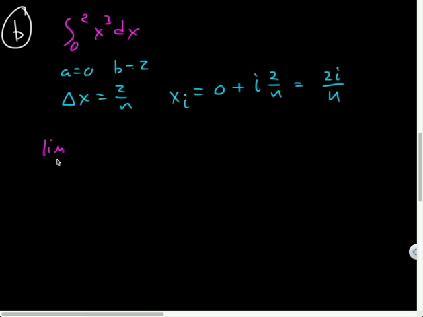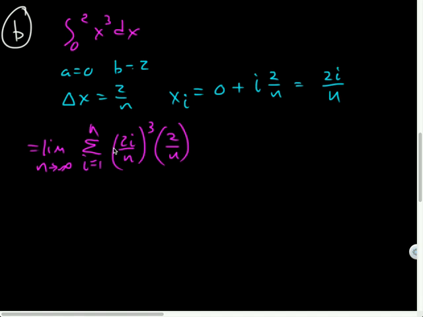So the limit as n goes to infinity of the sigma as i goes from 1 to n of f of x sub i, so that's (2i over n) cubed, times delta x, which is 2 over n. So this is literally my width times my height. I'm calculating the areas of rectangles, adding them all together, taking the limit as n goes to infinity, so the number of rectangles approaches infinity, and I'm trying to find the area under this curve. So 2 cubed is 8. Might as well write my limit: the limit of 8i cubed over n cubed times 2 over n.